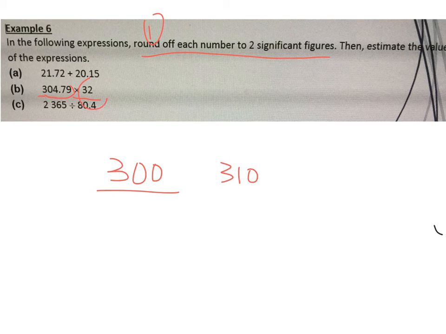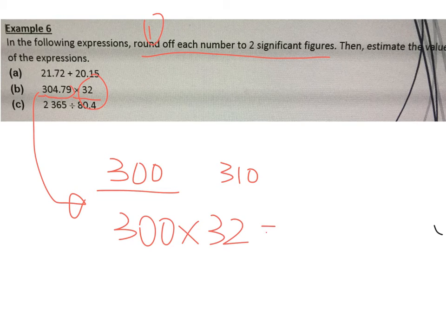And 32 is already a two significant figures number, so we do not need to do anything more. These two numbers after round off are 300, and then times 32. And then we can find the answer.